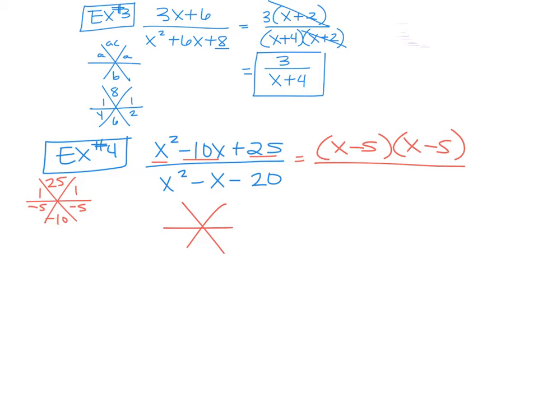So let's factor this one. What can you multiply to get negative 20 that you can add to get negative 1? It would be 4 and negative 5, right? So this is going to be x plus 4 and x minus 5.